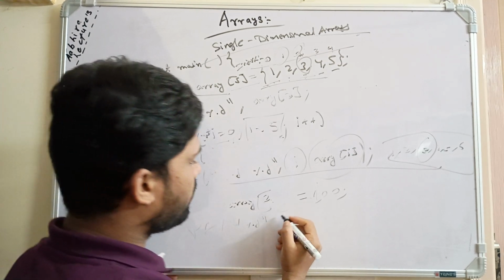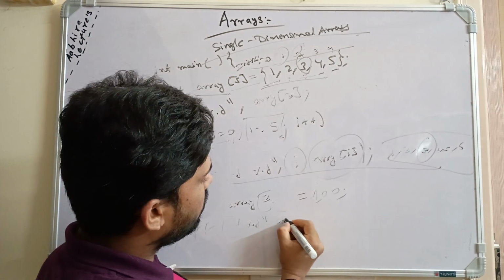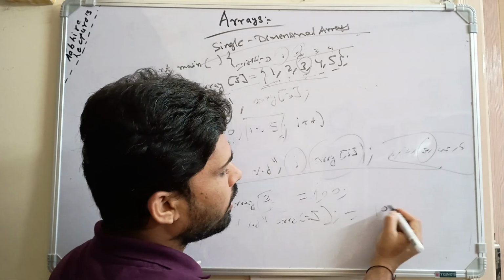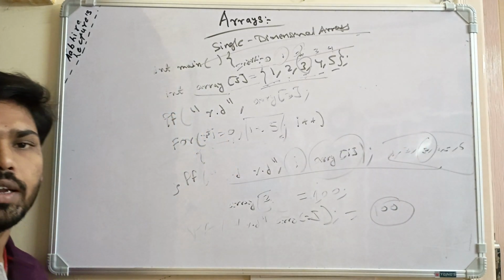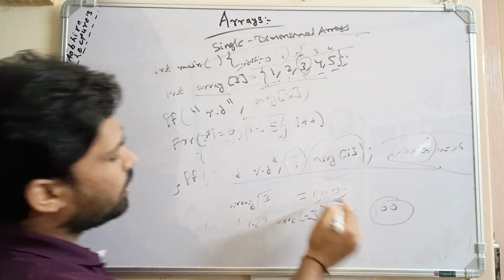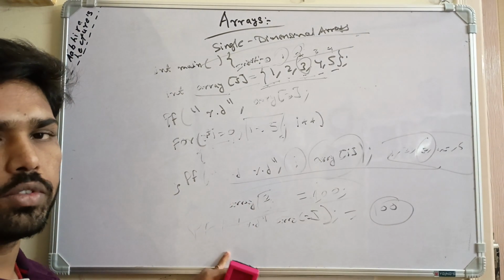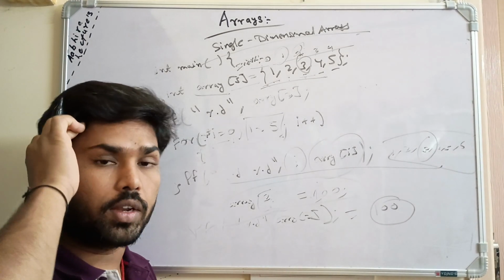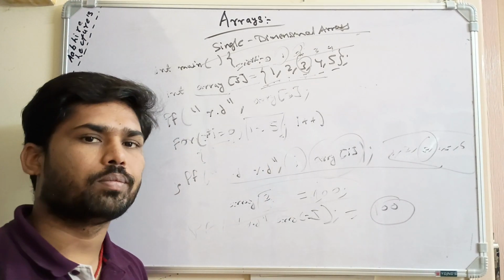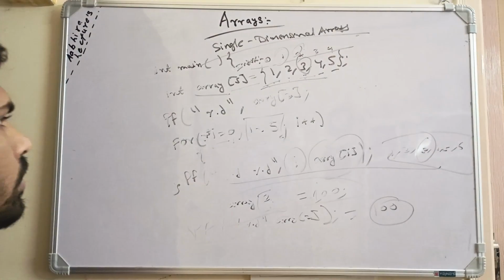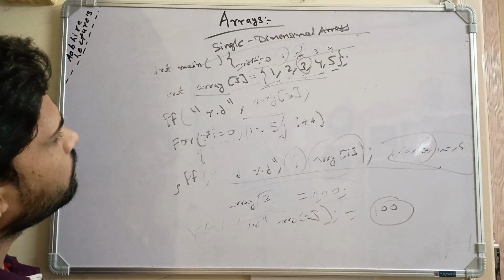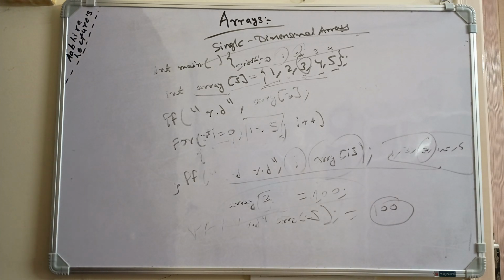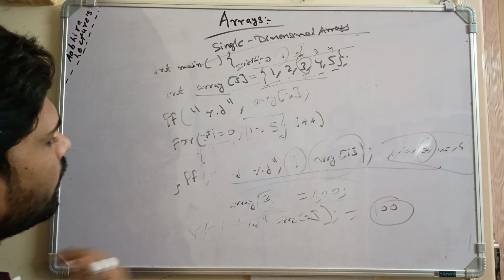So see, index of 2. What output will come? 100 will come. It will replace. Replace means it will be modified. It will take this value if you are printing. So this is what I wanted to explain. We can do modification also in an array. This is the single dimensional array which I wanted to explain. We can modify also.